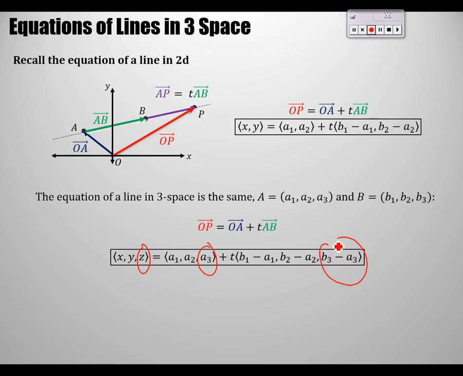I'm ready to try a problem of the very type that we just did, just with 2 points with a third coordinate. So this is the same with both of them, but OP equals OA plus t AB. Is the equation like B1 minus A1? Wouldn't that be for B to A? No, it's from A to B. We always do head minus tail. Oh, right. Yeah, I know that's weird.